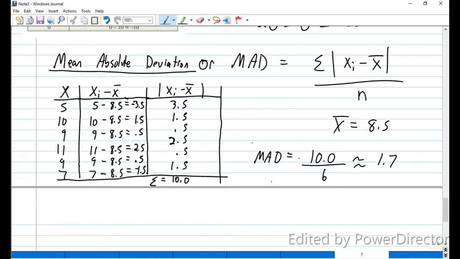How many units from the mean? It's negative 3.5, but as a distance, it's 3.5 units. It's just to the left on the number line, right? And how many units is 10 away from the mean? Well, it's 1.5 units away from the mean. But on average, for the entire data set altogether, it's 1.7 units away from the mean.